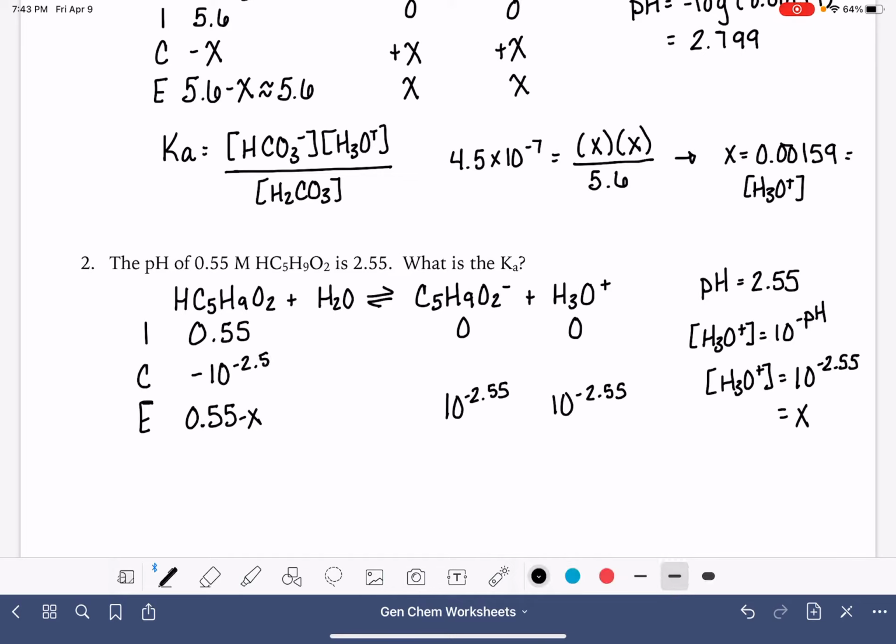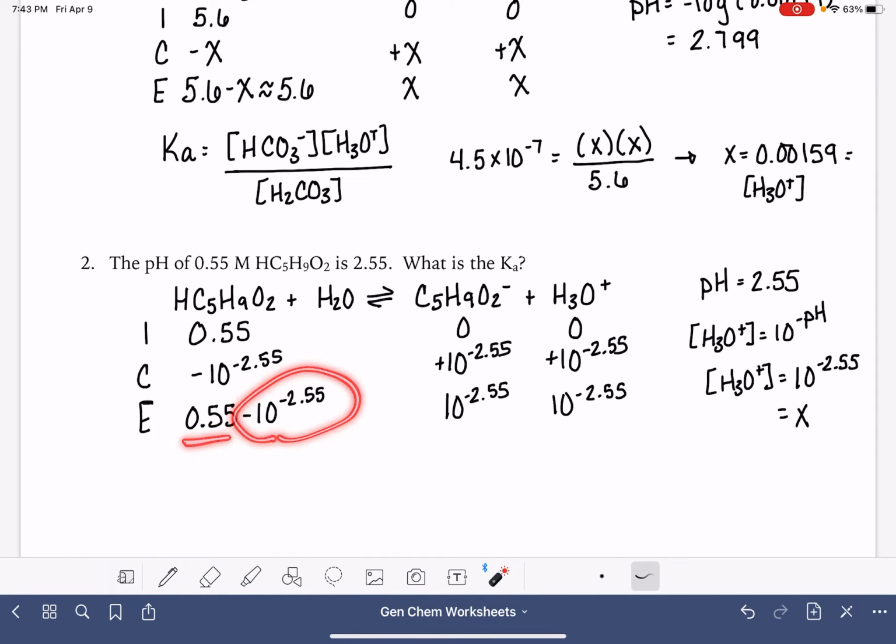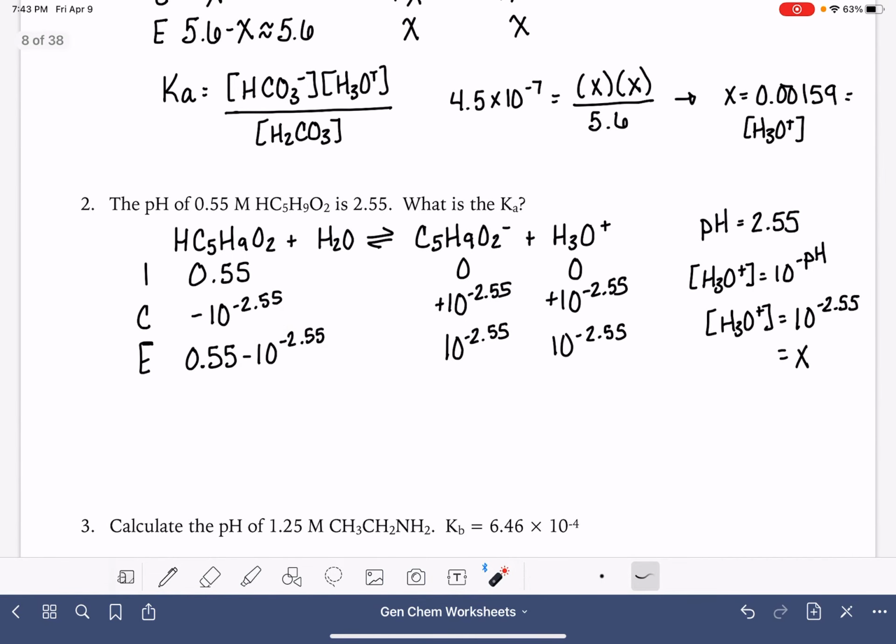10 to the negative 2.55, 10 to the negative 2.55, and 10 to the negative 2.55. And then also down here, 10 to the negative 2.55. We can probably make the assumption that this is really small compared to the 0.55, and that we can just take it out of the equation completely, but I'll leave it.